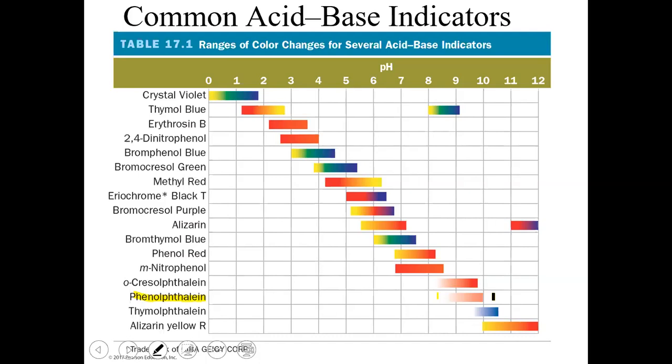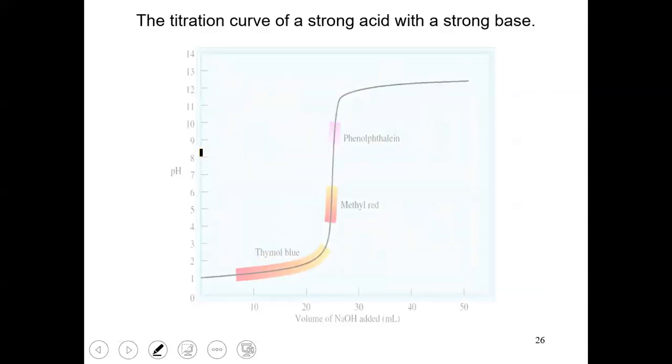So it's a very good indicator to use. Notice that other indicators that fall in the more acidic pH range, like thymol blue, or let's say bromophenol blue, all of these will basically try to change before the acid-base titration has reached the equivalence point. So they're not good choices, all right? So let's do some exercises.